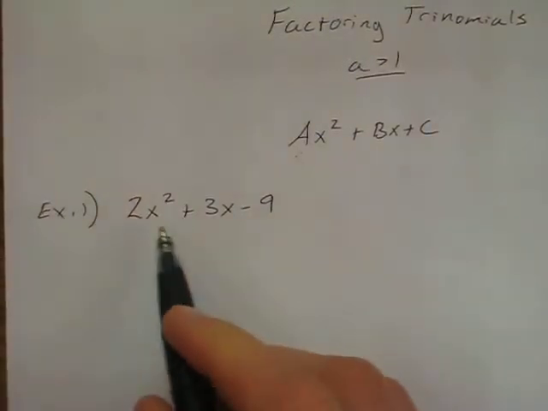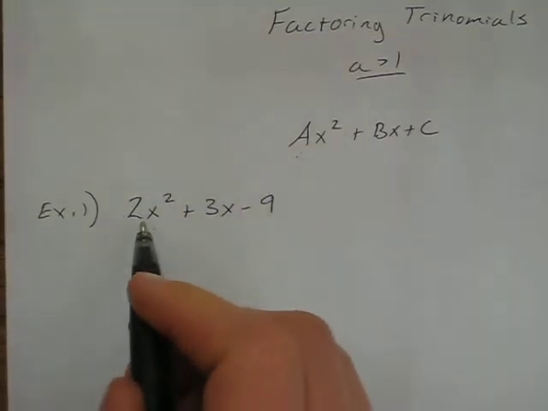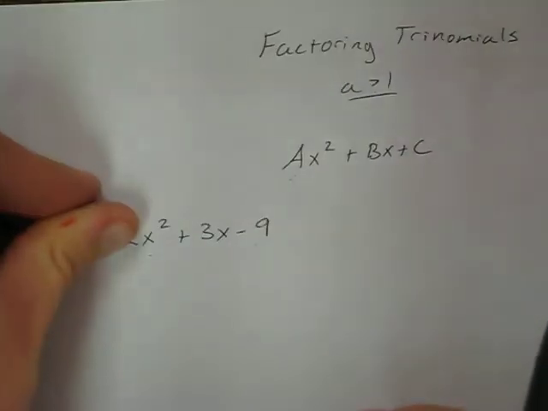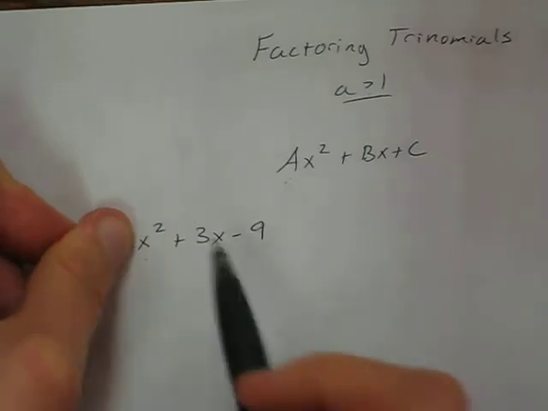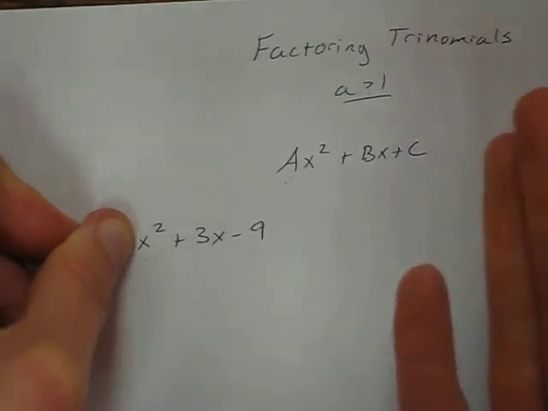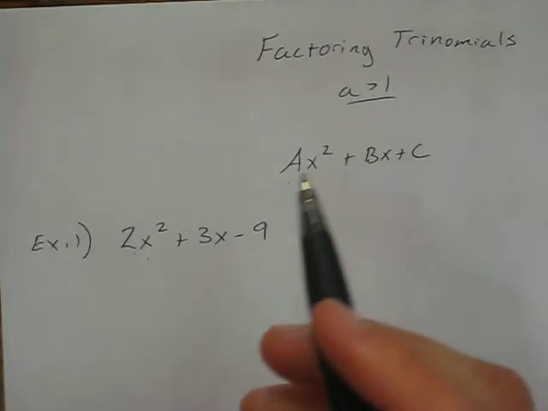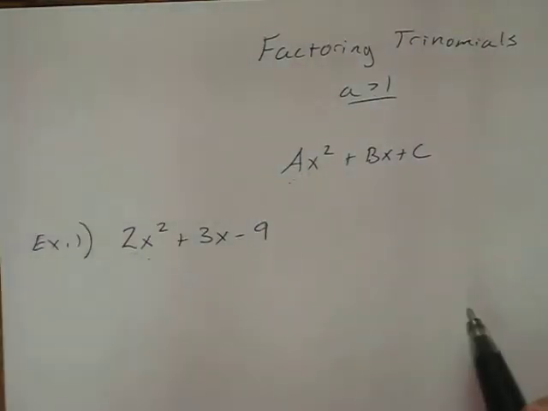Okay, and you'll see we have a trinomial, 1, 2, 3 terms, and a is not 1. If it had looked like this, where it was just 1x squared, then you would factor using the method that we've talked about before. But in this video, we're going to learn how to do it when there's a 2 there.